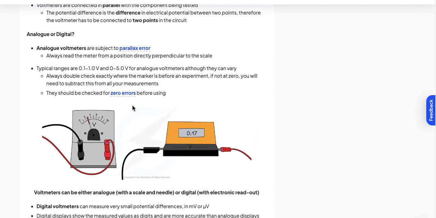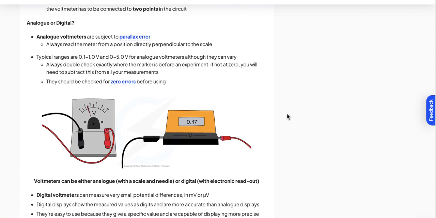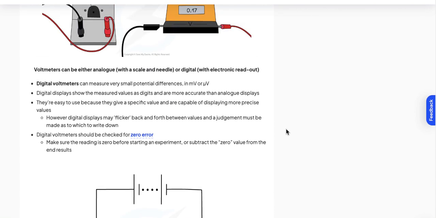And then we also have the zero error. Most times, some people don't count from the zero. The zero error is the error when a measuring system gives a false reading when the true value of the measured quantity is 0. The zero error is the wrong reading that the instrument gives you when the true value is 0. The zero error is also one of the problems that comes from the instrument itself during measurement.